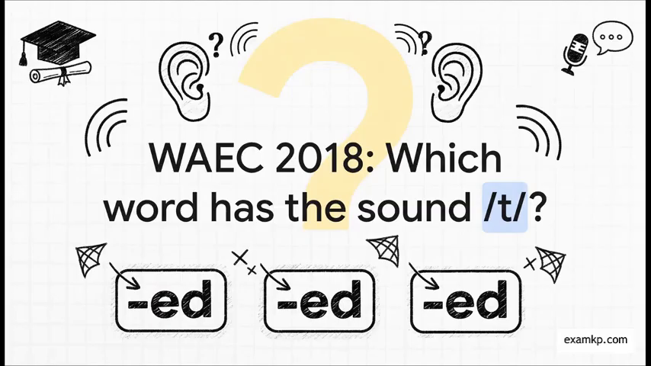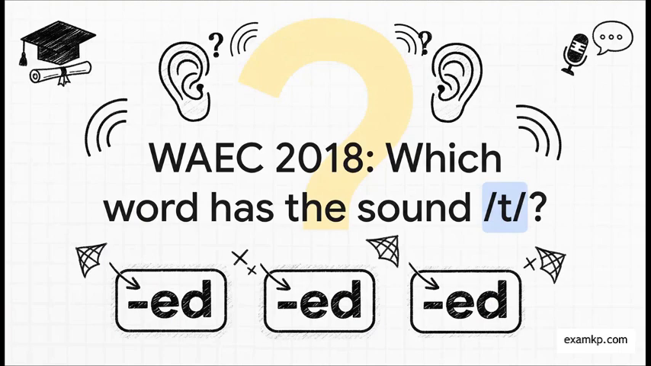Okay, first step. A classic question from WAEC 2018. They want you to find the T sound. Our options are A, watched, B, matched, C, chewed, and D, wroth. Now listen carefully. Pay close attention to those words that end in ed. This is a classic trap area for examiners.